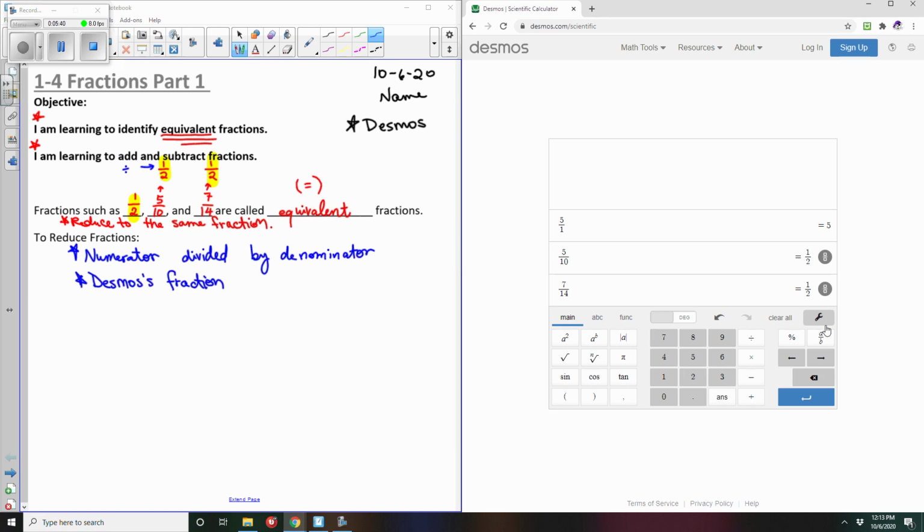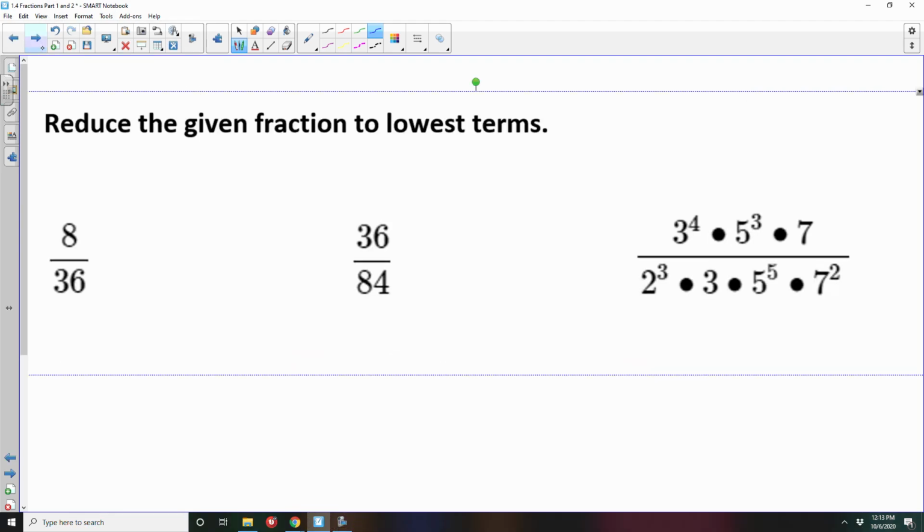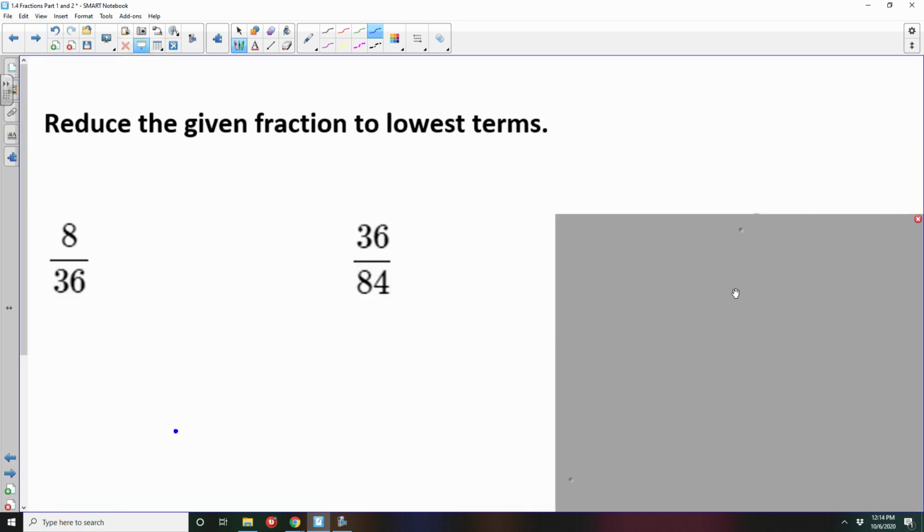Alright, so now on your own, let's see a couple of examples and see about reducing them. It says reduce a given fraction to lowest terms. So if you want to, I'll let you go ahead and do the first two on your own, come around, check those, and then I'll let you do that last one all together. So take a second, reduce 8/36 and 36/84.